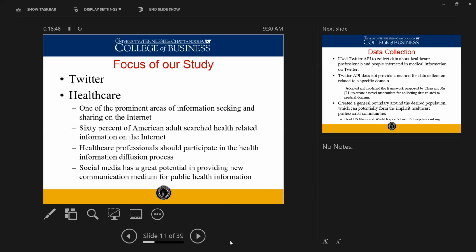Healthcare professionals should participate in the health information diffusion process. The key argument people have been making is that participation by healthcare professionals in these communities is extremely important because they can provide the correct knowledge and correct the knowledge in these communities. So of increasing interest is what motivates healthcare professionals, who are already very busy, to participate in these communities and share their knowledge. Social media has great potential in providing a new communication media specifically for public health information, and that has obviously become increasingly important with this COVID crisis.